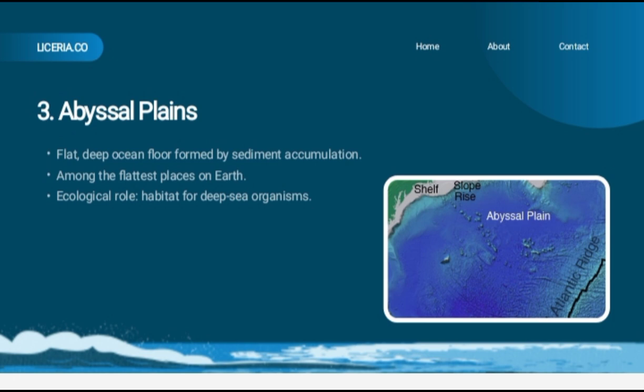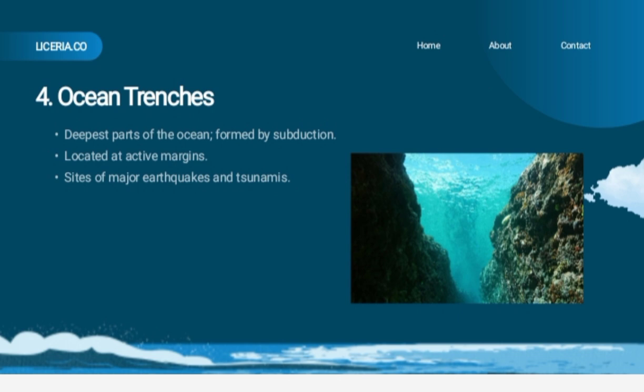Next, abyssal plains. Abyssal plains are flat, featureless expanses of the deep ocean floor. They are among the flattest places on Earth. These plains are formed by the gradual accumulation of sediments, primarily fine-grained clay and silt, that have settled from above over millions of years. Despite their seemingly barren nature, abyssal plains provide a habitat for a variety of specialized deep-sea organisms, including bacteria, worms, and other invertebrates.